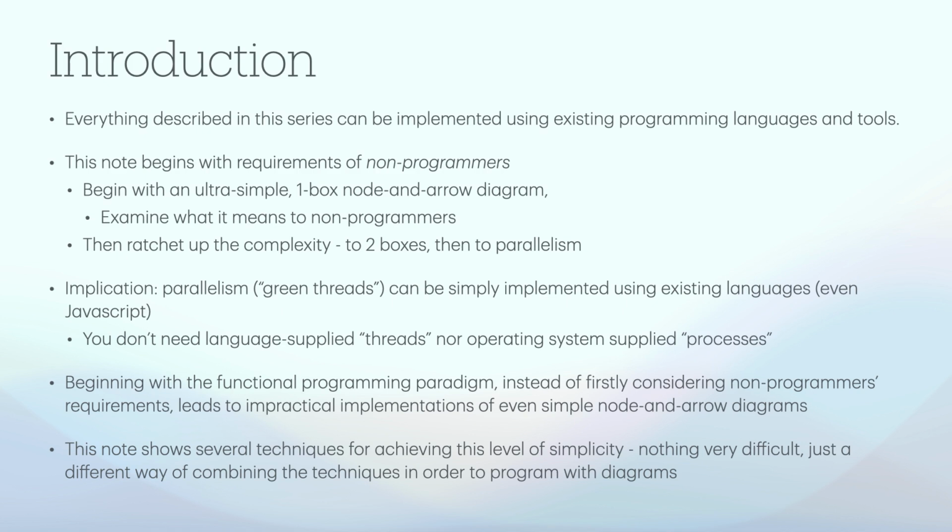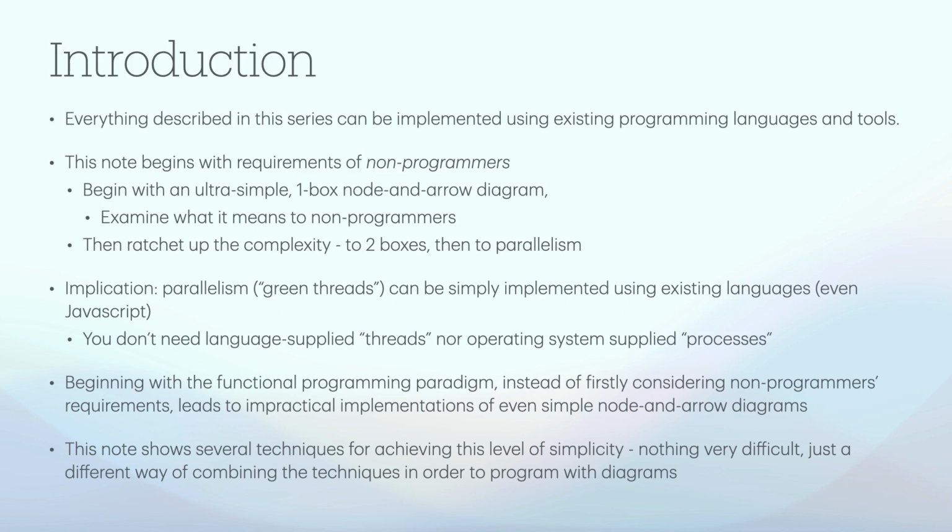Subsequently, we gradually increase the complexity, progressing from one box to two boxes, then to parallelism. An implication is that language-supplied threads and operating system processes are not essential. Parallelism or green threads can be implemented using existing languages, including JavaScript. The concept of concurrency in programming languages is just a simulation of application-level concurrency.